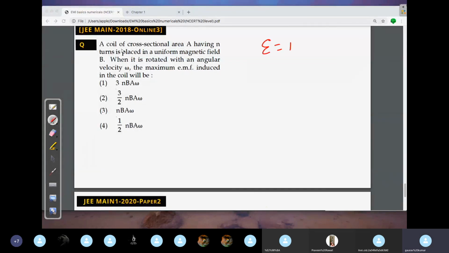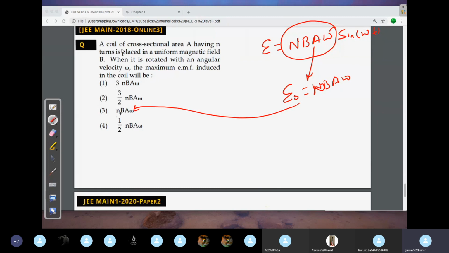E equals n B A omega sin omega t. This is called your E naught. E naught value is what? n B A omega. This is what they asked. Over. What do you want in this question? If you want to take the screenshot, do it fast.